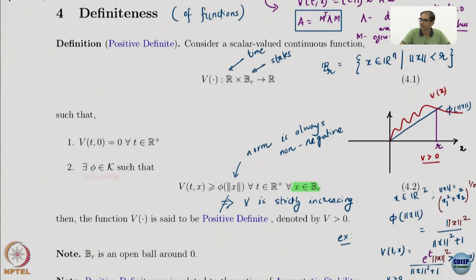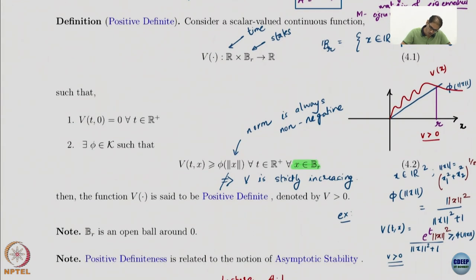There has to exist a class K function phi such that this function dominates phi of the norm of x. Notice how the class K function has been used. I mentioned very clearly that the class K functions have domain and range as non-negative reals, but we are talking about states. So, how do we compare? We use the norm of the state as the argument. The argument of a class K function will always be the norm of the state. It can be a weighted norm, no problem, but it has to be a norm. Why? Because the norm is always non-negative. So, by virtue of taking the norm, I made the argument non-negative.